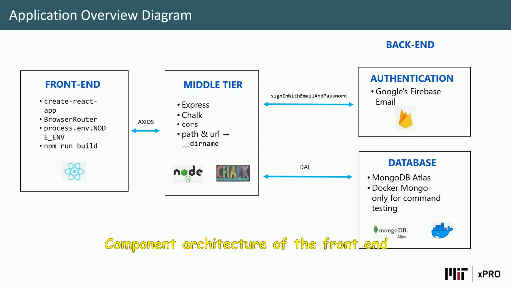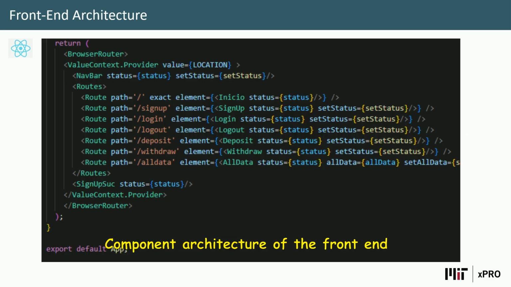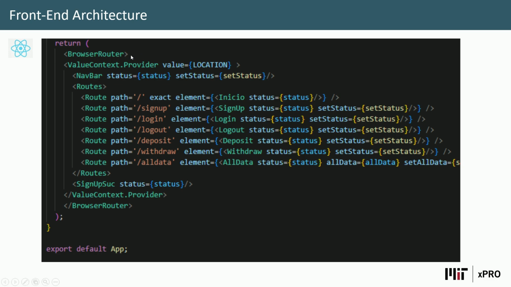And now we continue with describe the component architecture of the front end. We will jump into the diagram in just a bit, but first let's take a look at the code. At the top level, you can see the router and the context. Then there's the nav bar, and then there's the routes for the landing page, sign up, login, and the rest. And finally, a pop-up component.